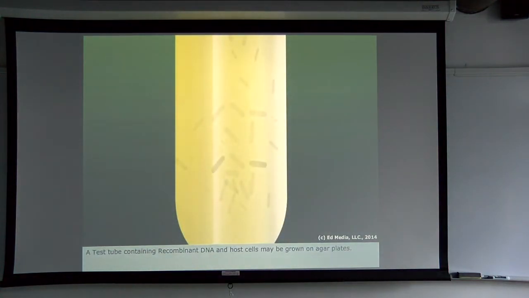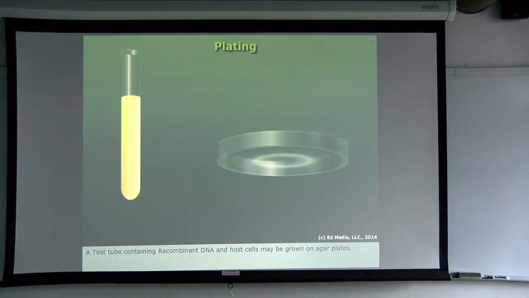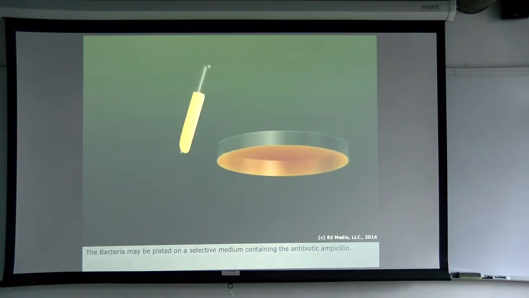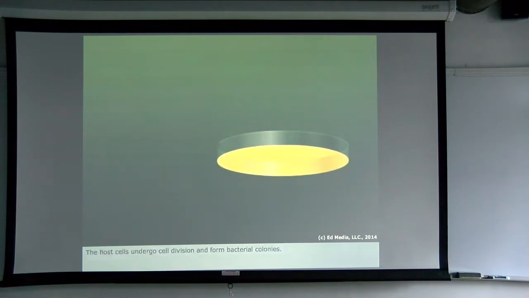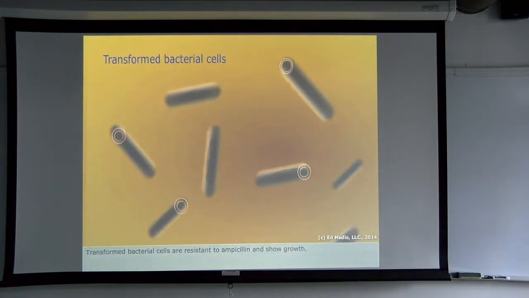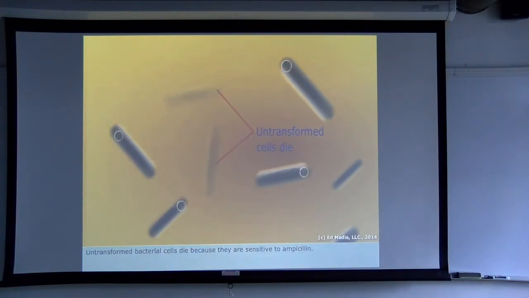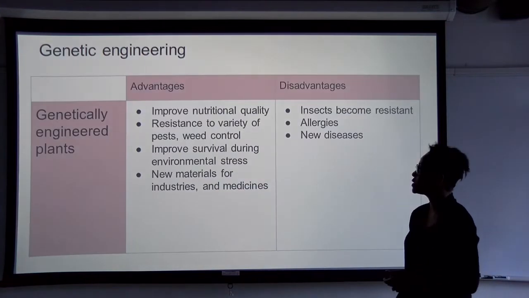A test tube containing recombinant DNA in host cells may be grown on agar plates. The bacteria may be plated on a selective medium containing the antibiotic ampicillin. The host cells undergo cell division and form bacterial colonies. Transformed bacterial cells are resistant to ampicillin and show growth. Untransformed bacterial cells die because they are sensitive to ampicillin. So we're going to see that there are some advantages and disadvantages to this technique.